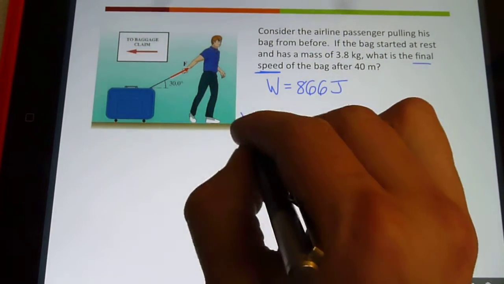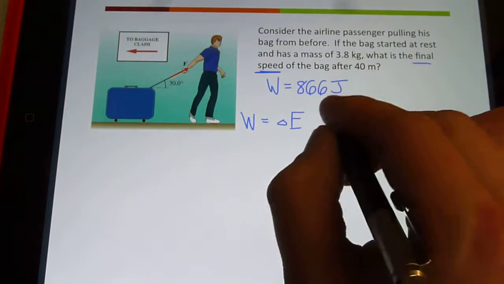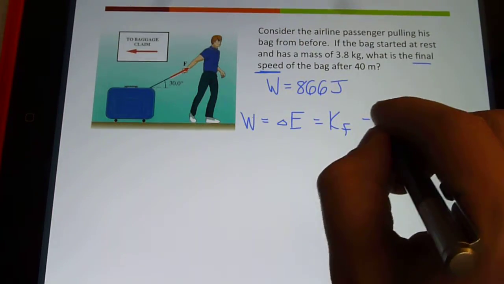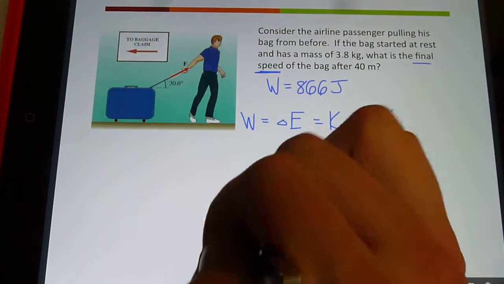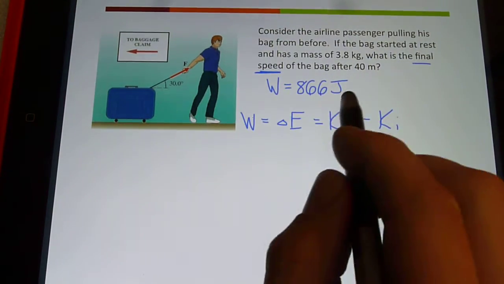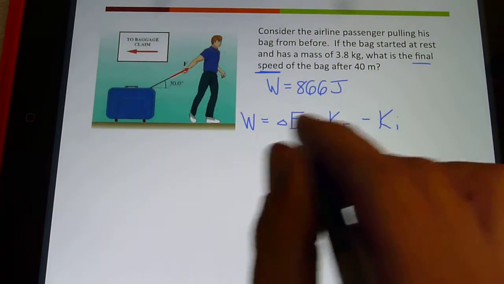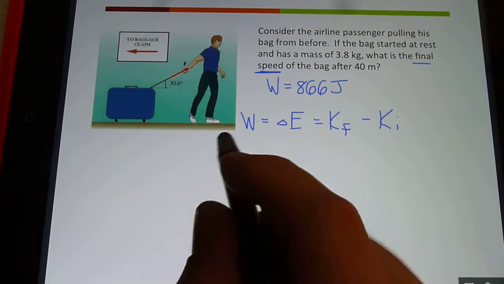Well, I know that the work has got to equal the change in energy of my system, which is, for just a single particle system, which is my bag, this is my system, I can only have kinetic energy, so I'll write K final minus K initial. Again, you might see KE final minus KE initial. I frankly just am never careful enough to be consistent, so get used to seeing it both ways. K final minus K initial.